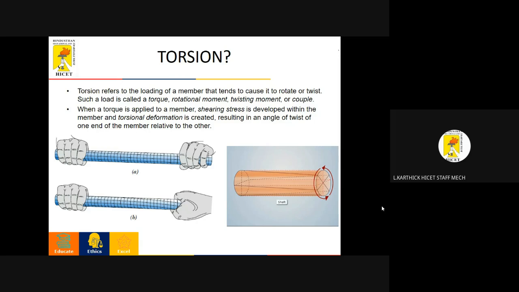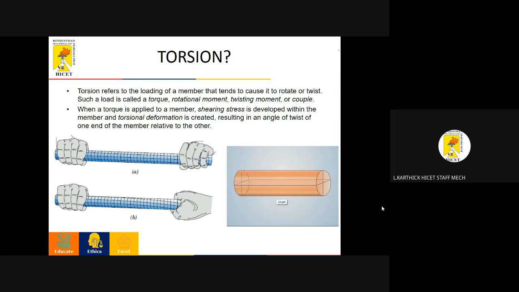So here, the stress and strain. Apart from this, there will be another one, which is called shear stress. Why? Because we disturb the nature of the shaft. We try to twist it by applying the load. It deviates from its actual position, so it turns through some angle. That's why they mentioned that this results in an angle of twist of one end of the member relative to the other. That's a major reason.